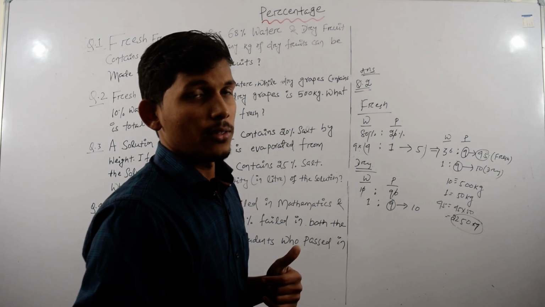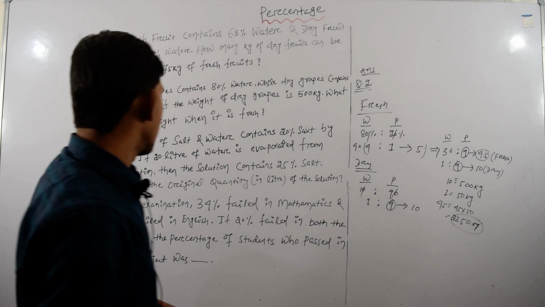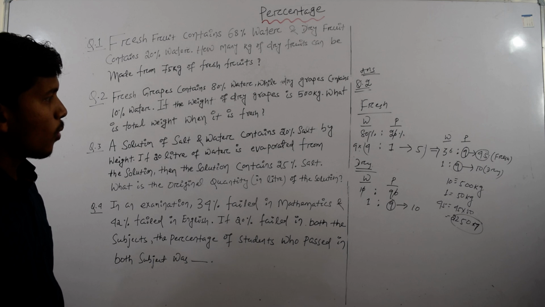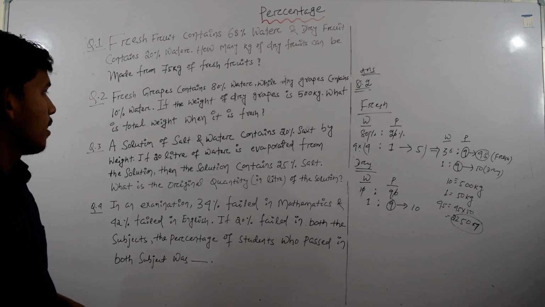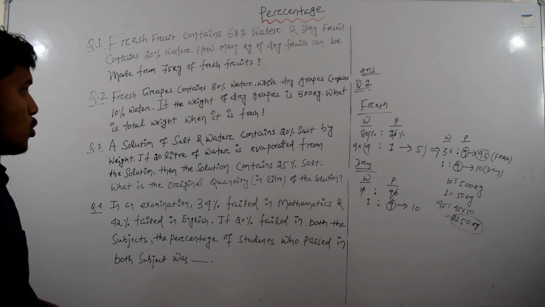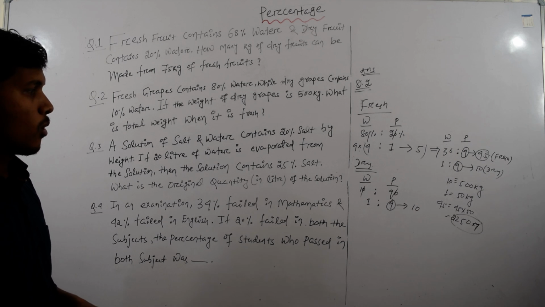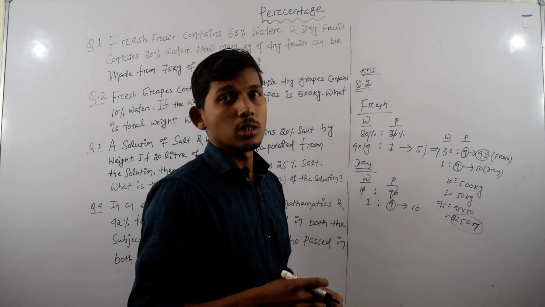Okay, so this is a very easy ratio method. You can solve various types of questions. Okay, then coming to the next question, question number 3. A solution of salt and water contains 20% salt by weight. If 20 liters of water is evaporated from the solution, then the solution contains 25% salt. What is the original quantity in liters of the solution? Okay, so how to solve this type of question by the ratio method?